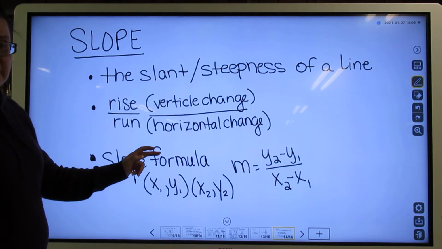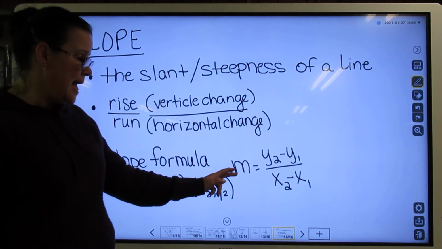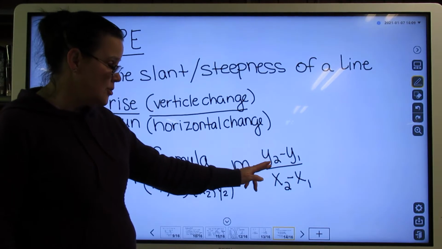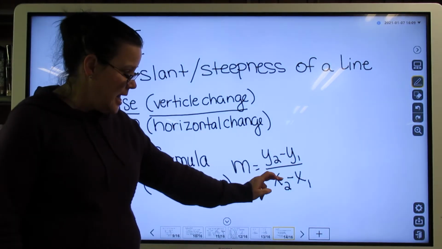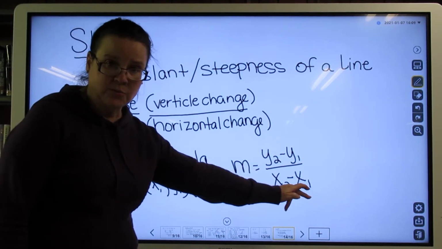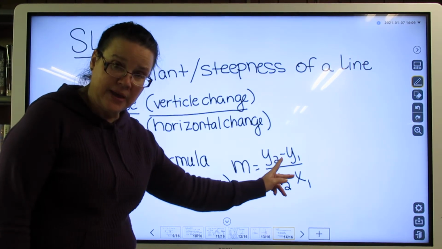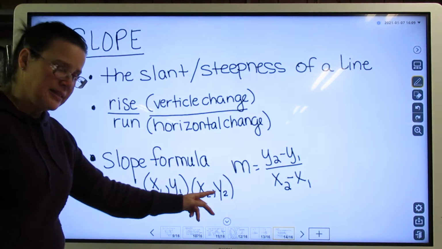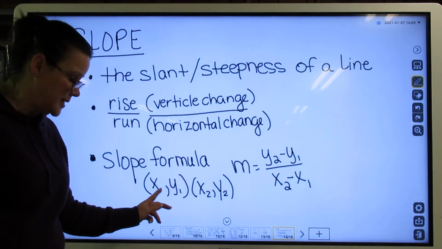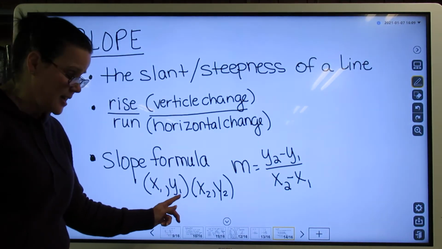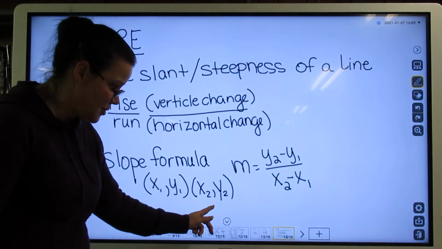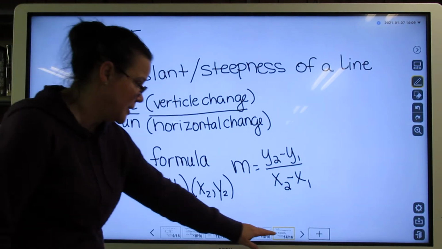And the slope formula that you'll be using is m equals y2 minus y1 over x2 minus x1. They are points that they would give you, the sample xy coordinates. The first one is labeled 1, and the second point is labeled 2. And I will show you how to do that on the next slide.